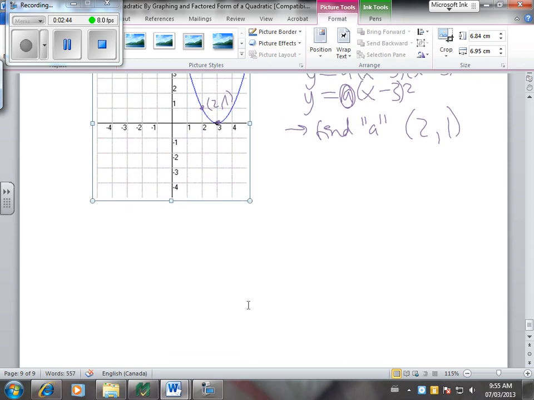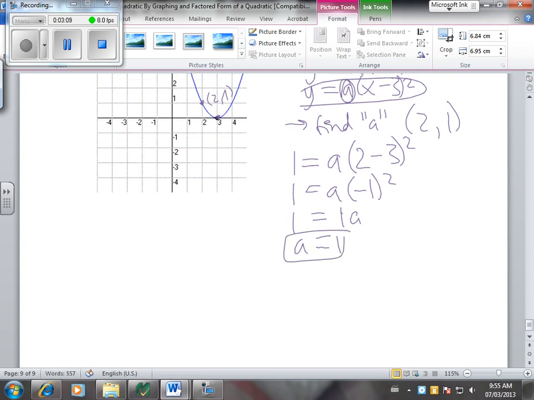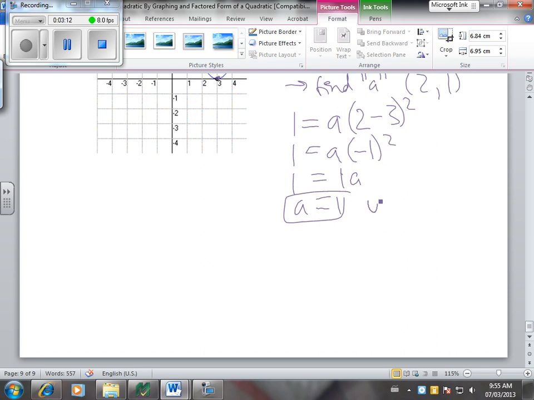And I'll fill in those points into my factored form. So I'll go 1 equals a, and I'll go (2 minus 3) squared, 1 equals a, (negative 1) squared, 1 equals 1a, so a will equal 1. And my factored form will be y equals 1(x minus 3) squared. That's factored form. And if you didn't want to put the 1, that's fine.